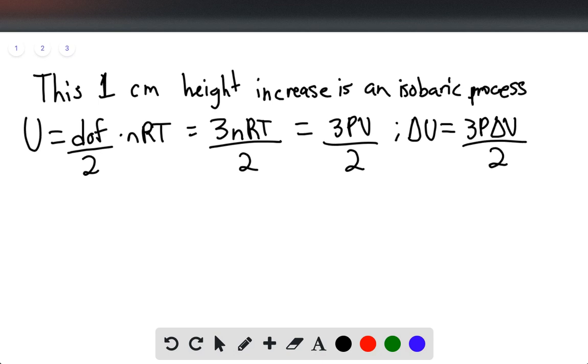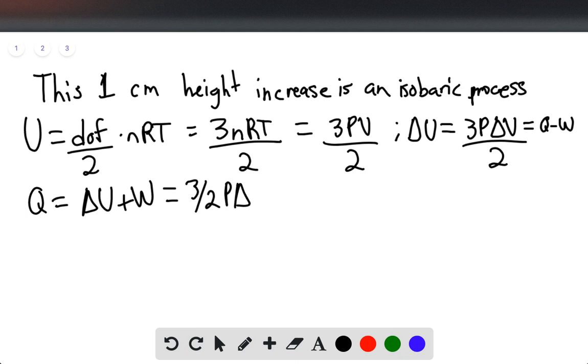Again, this process is isobaric, which means that P does not change, the pressure does not change. And we can further define this as being equal to Q minus the work. So at this point, we can say that Q is going to be equal to delta U plus the work. And we can say that this is going to be equal to 3 over 2 P delta V, where the definition for work is going to be P delta V. So we can just say 5 P delta V over 2.